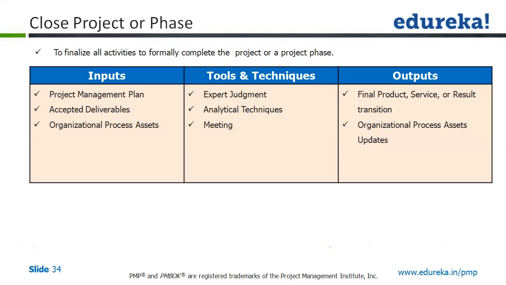Now let us look at the inputs to the close project or close phase process. First input is the project management plan. Second input is the accepted deliverables. You remember deliverables was an output of one of the previous processes, which becomes accepted deliverables as an input to this. Third is the organizational process assets, which you already know.